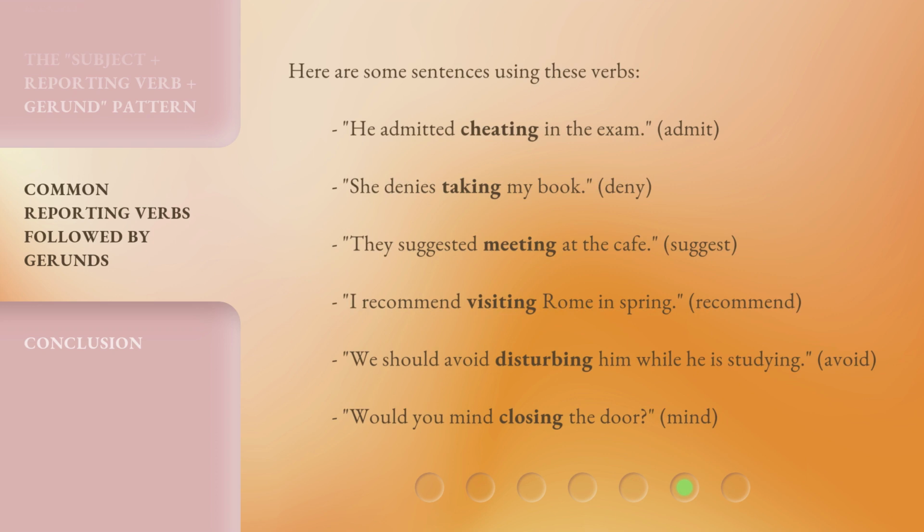Here are some sentences using these verbs. He admitted cheating in the exam. Admit. She denies taking my book. Deny. They suggested meeting at the cafe. Suggest. I recommend visiting Rome in spring. Recommend. We should avoid disturbing him while he is studying. Avoid. Would you mind closing the door? Mind?